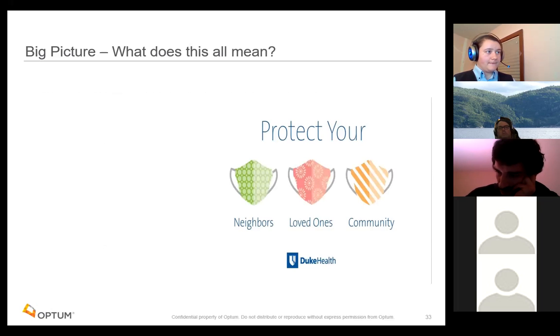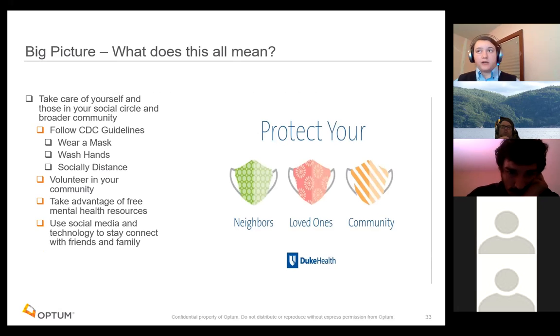Maybe on a more personal level, I read all of those statistics and was baffled at how high some of the depression rates and substance abuse rates are. So I really want to emphasize taking care of yourself and those in your social community and broader community, following CDC guidelines. There's been a real effort, thinking about the educational attainment pillar of SDOH. In Tennessee, the local education government has recruited a number of college students to volunteer their time to help out students K through 12 who are in need of additional tutoring resources, taking advantage of free mental health resources, and then using social media and technology to stay connected with family and friends.